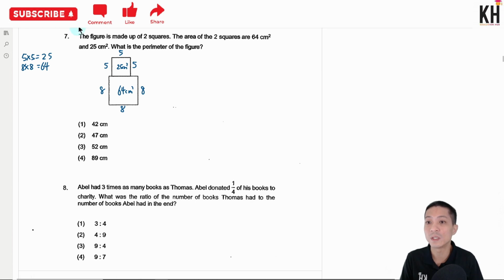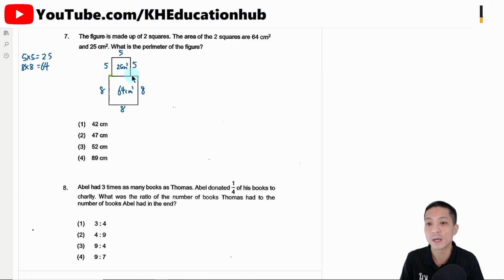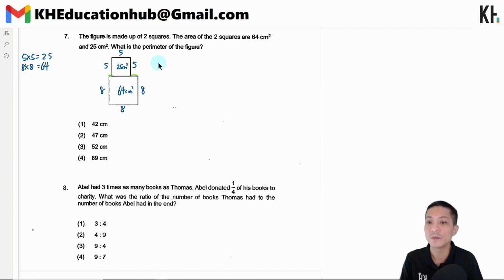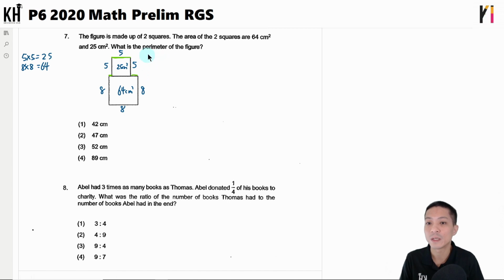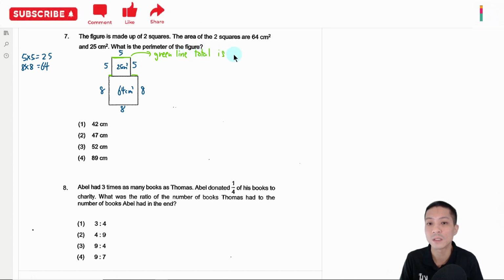Okay, so a lot of students, they will get stuck because they are not very sure how to find the length of this part and this part. But there is a few ways to deal with it. One of it is you need to realize that the green line which I'm gonna draw, okay, this green line, total is 8 cm, right?